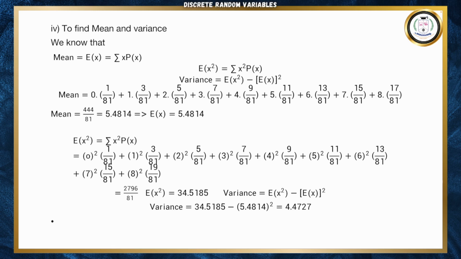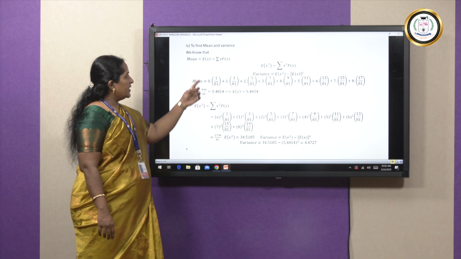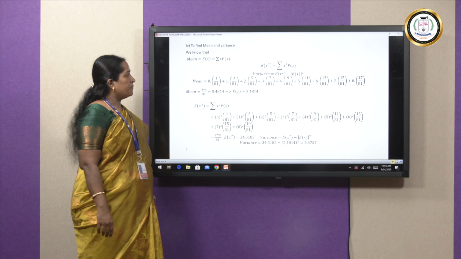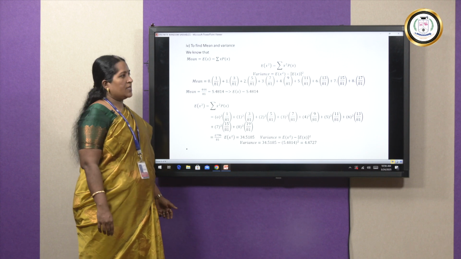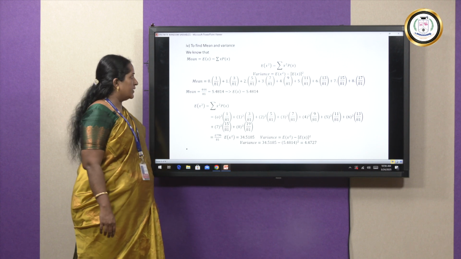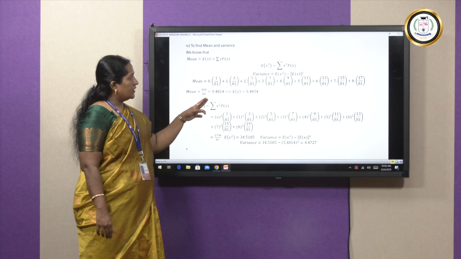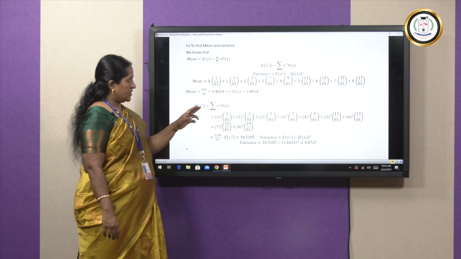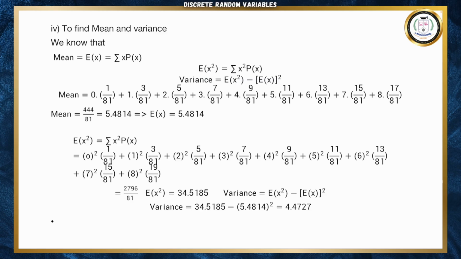Next is to find the mean and variance. We know that mean is equal to expectation of x, which is the expected average, which is equal to summation x into p of x. That is a random variable x and its probabilities under product. Then E of x squared is equal to summation x squared p of x. So we need to find its variance, using expectation of x squared minus expectation of x the whole square.